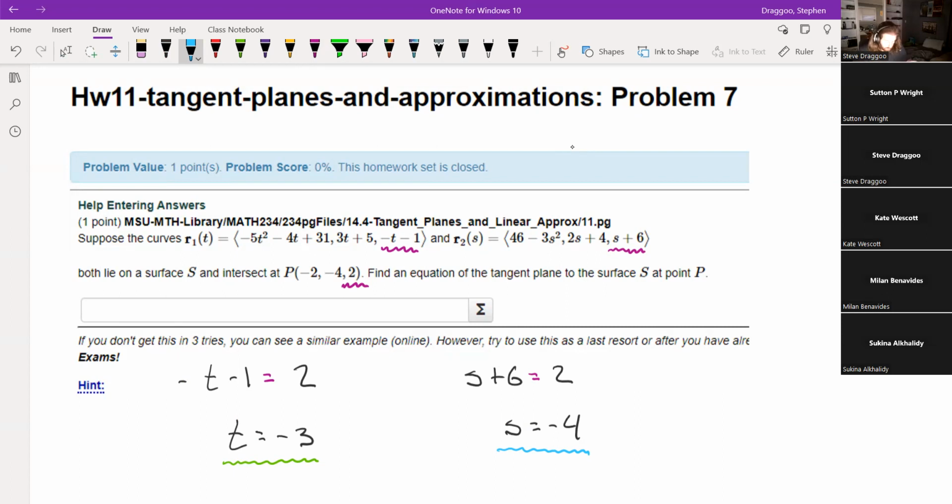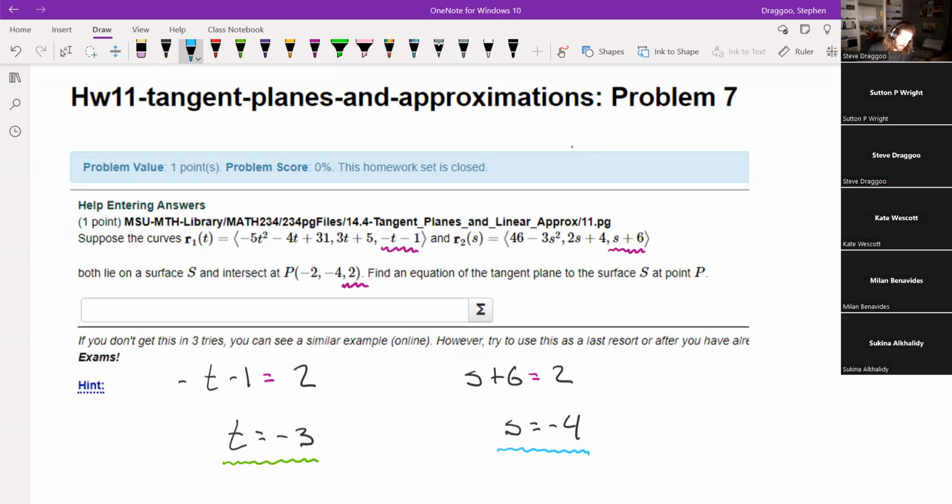So that's helpful. We know what our parameter values are at the point of intersection, but now let's give some thought to what the actual question is asking us for. We want the equation of the tangent plane for the surface S at point P. If we think about how to get a tangent plane, we only need two things. We need a point to be tangent to. Fortunately, we already have that: negative 2, negative 4, 2. That's our point where we will be tangent. The other thing we need for a tangent plane is a normal vector. So the rest of the problem is going to be about finding that normal vector.